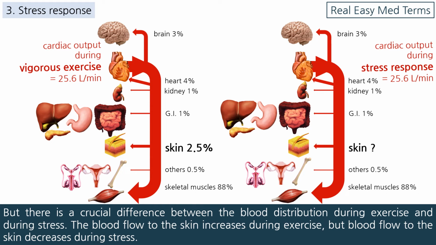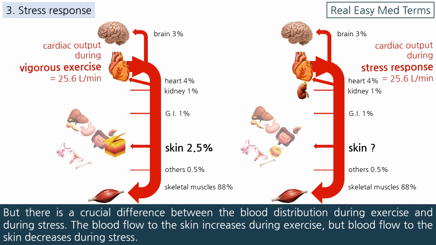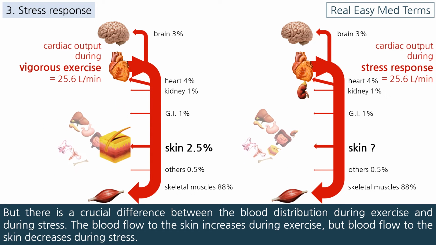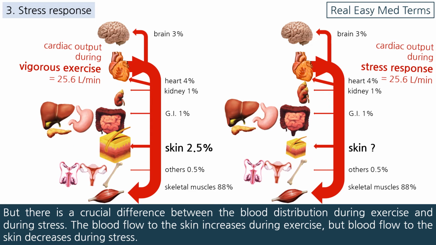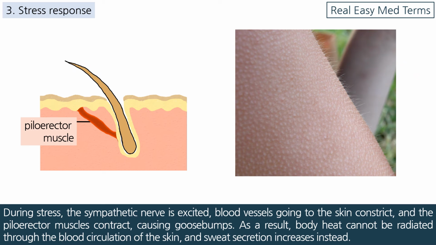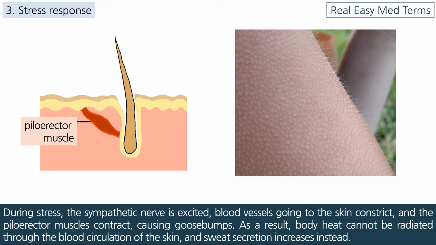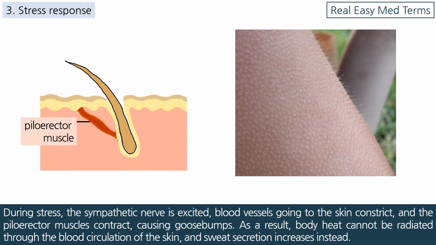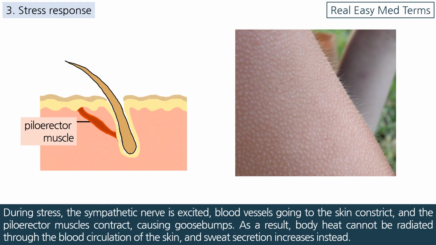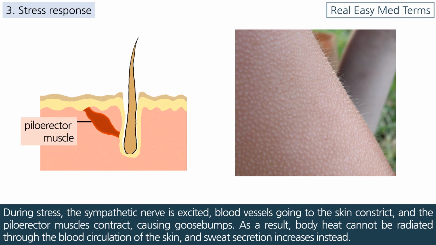But there is a crucial difference between the blood distribution during exercise and during stress. The blood flow to the skin increases during exercise, but blood flow to the skin decreases during stress. During stress, the sympathetic nerve is excited, blood vessels going to the skin constrict, and the piloerector muscles contract, causing goosebumps. As a result, body heat cannot be radiated through the blood circulation of the skin, and sweat secretion increases instead.